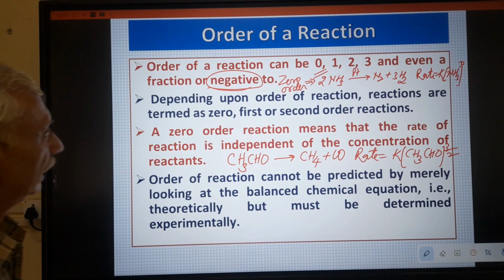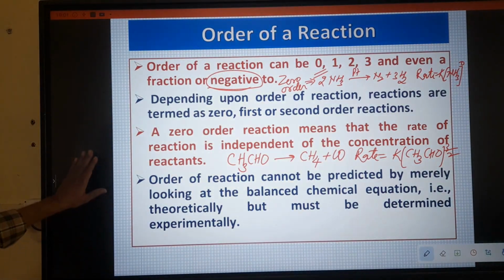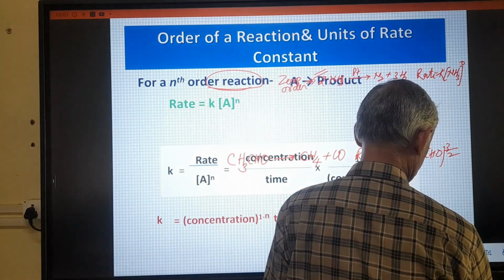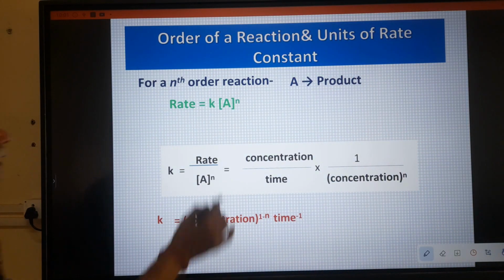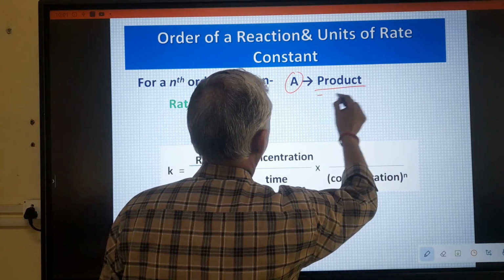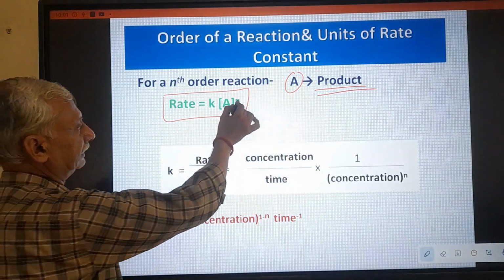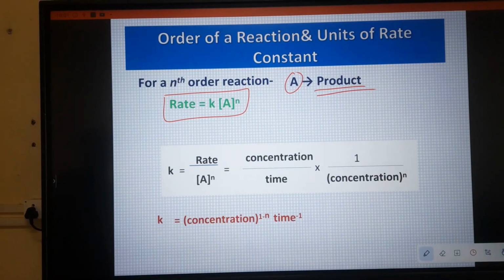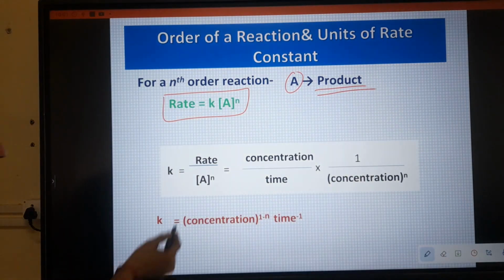So depending upon the total order, the reaction can be 0 order, first order or second order. Here again we have considered a reaction where reactant A is converting into product, and the rate law. Here the order of reaction with respect to reactant A is n, small n, and from this order of reaction we can calculate the unit of rate constant by this expression.